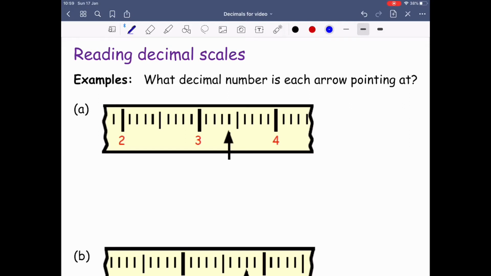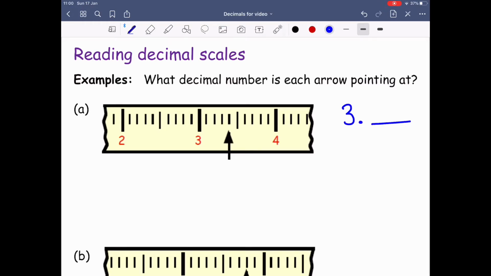For this lesson, we're going to look at reading decimal scales. So what we've essentially got is a ruler, and it's shown from 2 to 3 to 4. First of all, note that our arrow is pointing at a number between 3 and 4. If it is between 3 and 4, you know that the answer is going to be 3 point something. So it's bigger than 3, but less than 4. So it's 3 point something. We just have to work out what that something is.